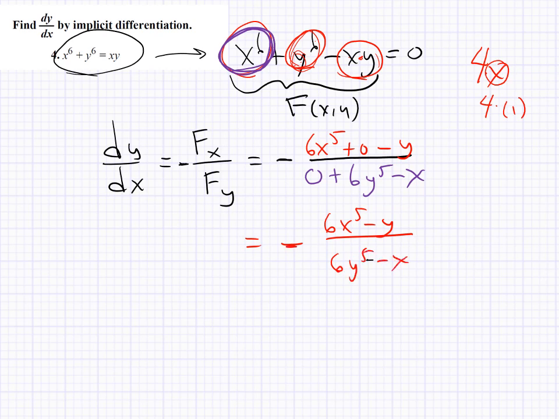Now you could take this negative and leave it on the outside of this whole thing. I could distribute this negative to the numerator. I could distribute it to the denominator, one or the other, not both. But it's fine to just leave it out here on the outside. So that's going to be your derivative of y with respect to x using implicit differentiation and using our method of partial derivatives.